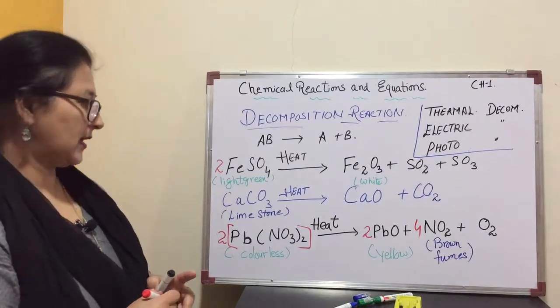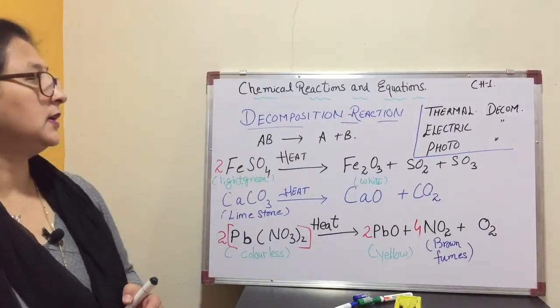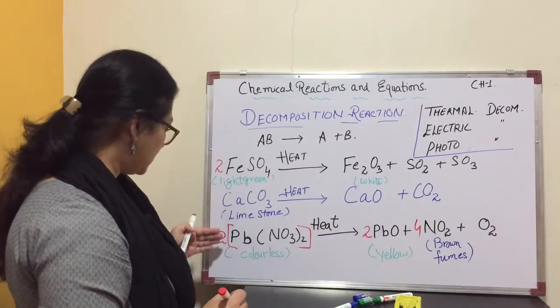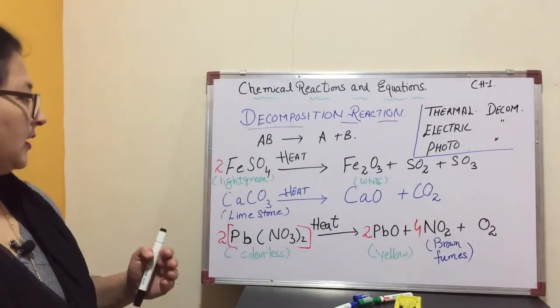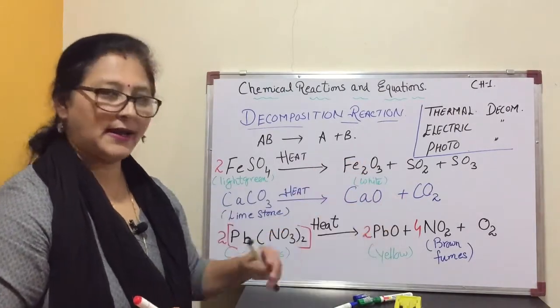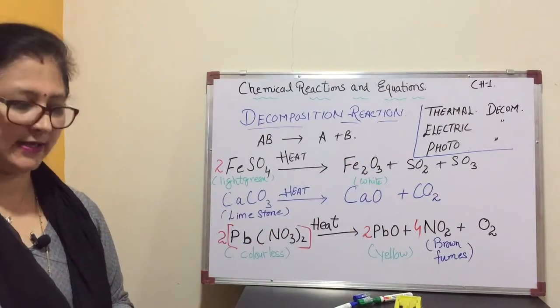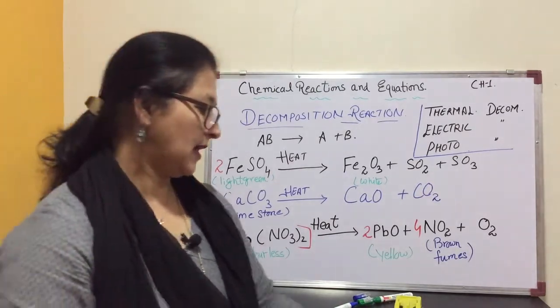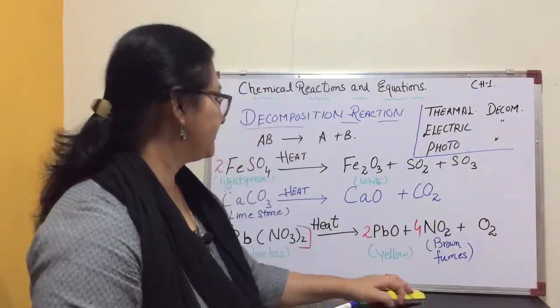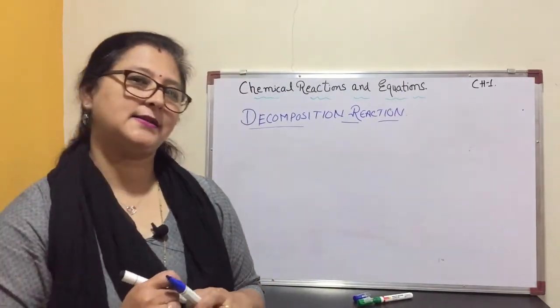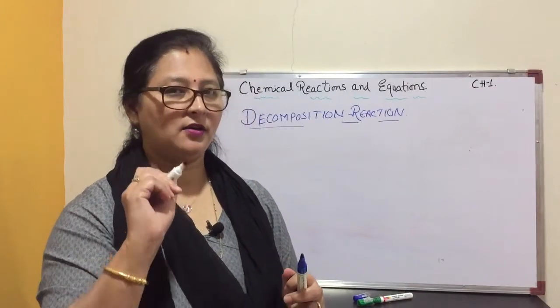These are all examples of thermal decomposition, because all these compounds are broken down into simpler products with the help of heat. Now let's take the next decomposition, that is electrolysis. In this decomposition reaction, what we are going to do is pass electricity through water.